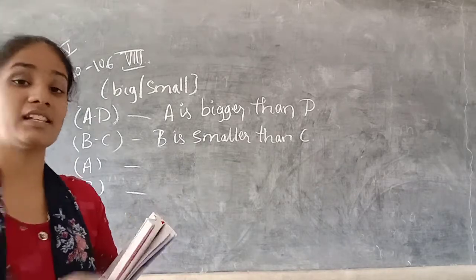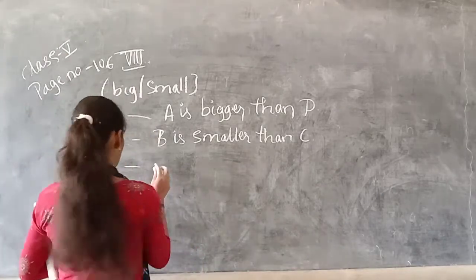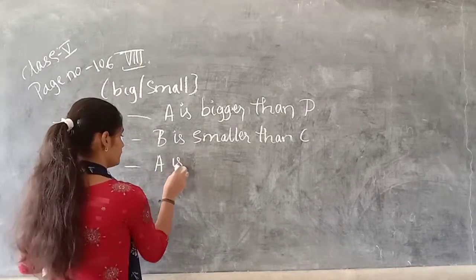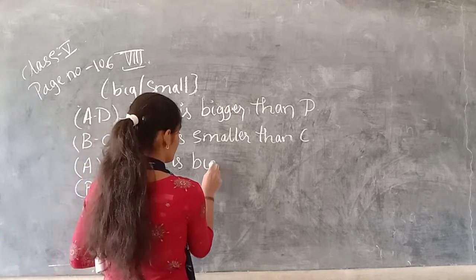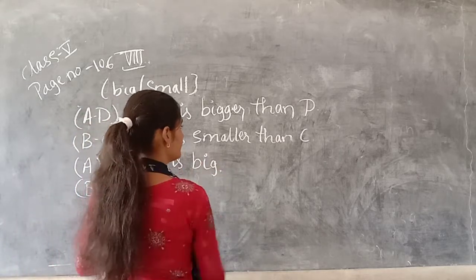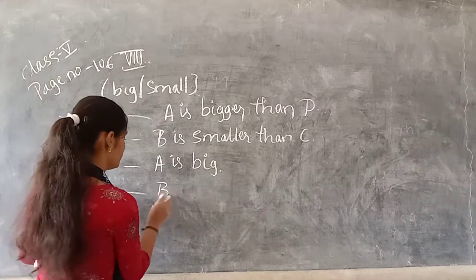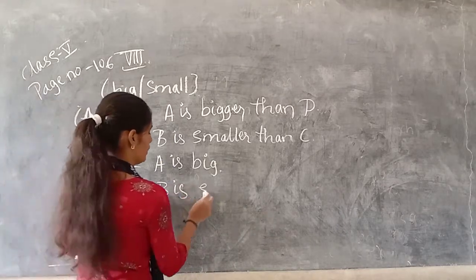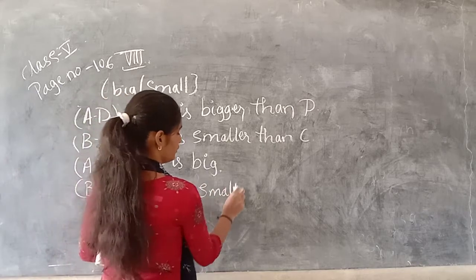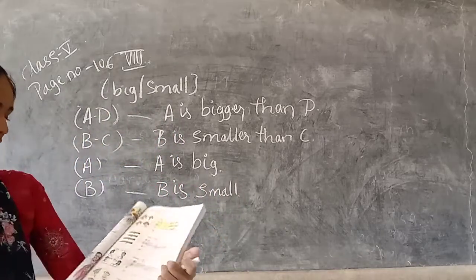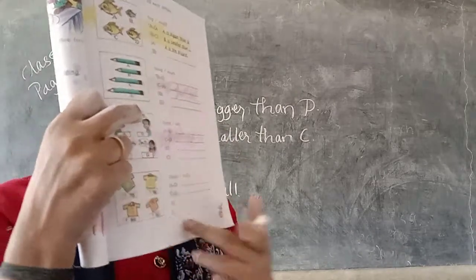So here we have got only A. A is given, in the sense it should be in the positive, big. So A is big. A is big. Yes. B is small. Like this we have to complete. See, like this, this also we have to do.